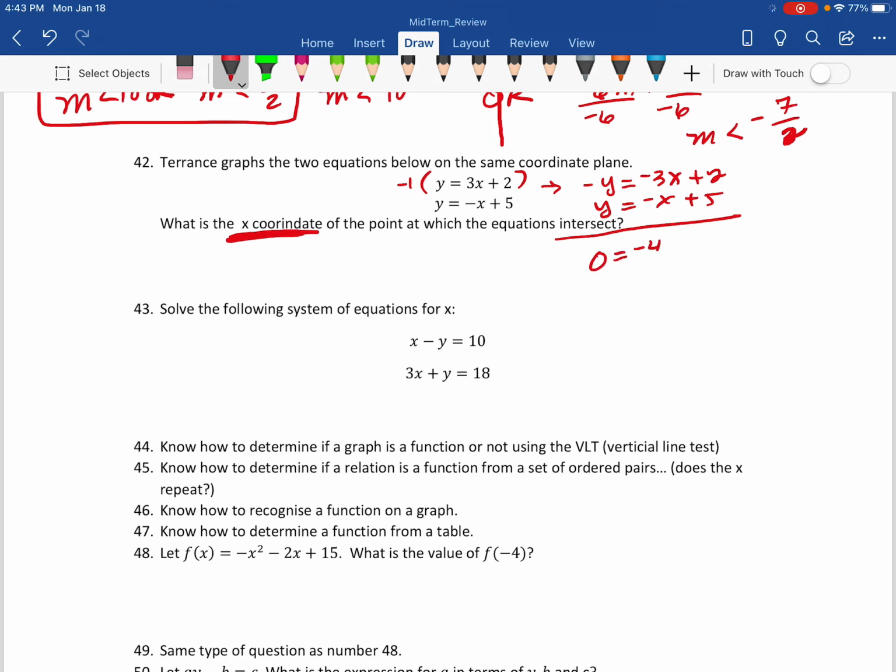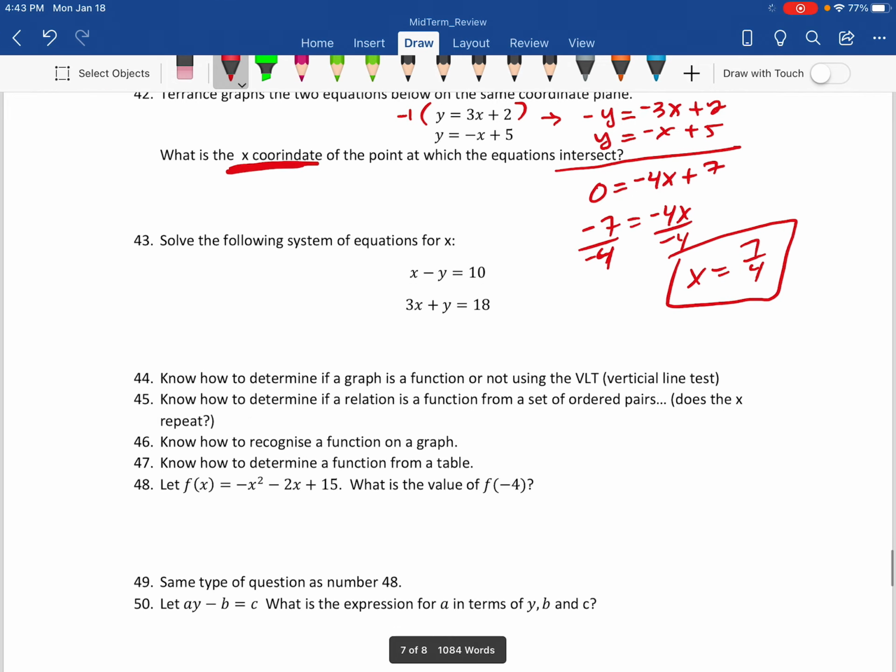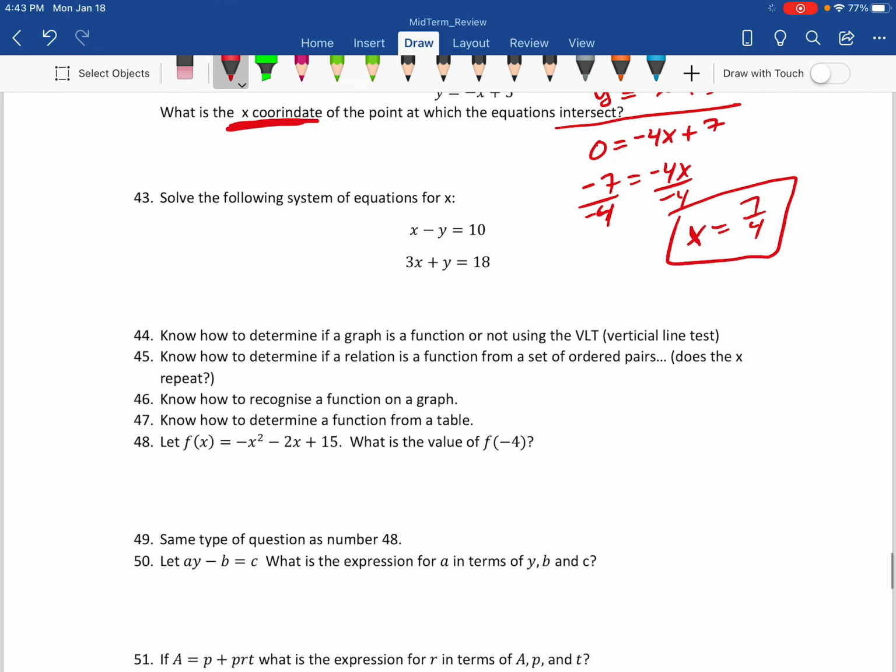So that gives me 0 is equal to negative 4x plus 5 plus 2, which is 7. Move the 7 over. That gives me negative 7 is equal to negative 4x. Divide by negative 4. That gives me x is equal to 7/4. Again, this will be a nice one on the calculator, on the test.